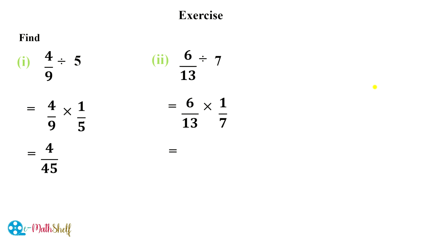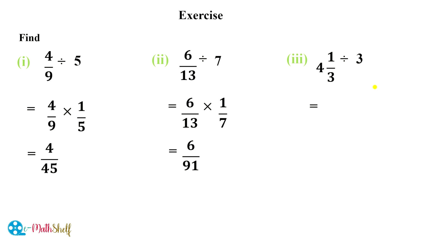Now we will simply multiply these two fractions. We know that 6 into 1 is 6 and 13 into 7 is 91. Let us look at another example. Now here I have a mixed fraction. Now we need to divide a mixed fraction by a whole number.